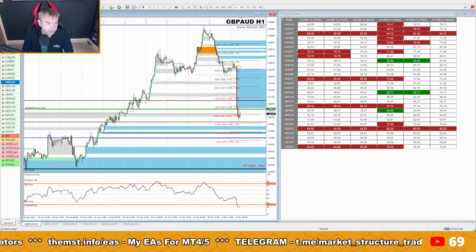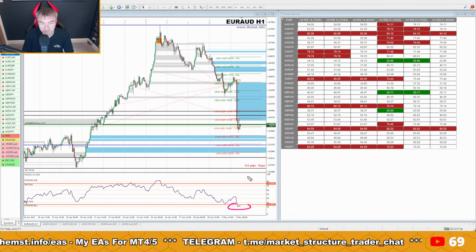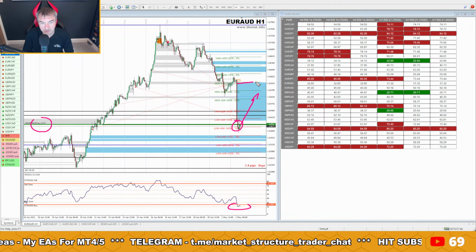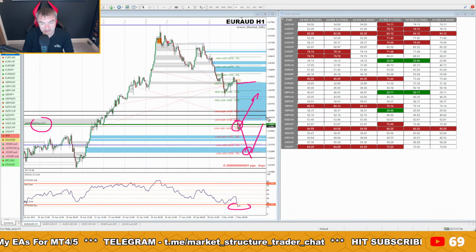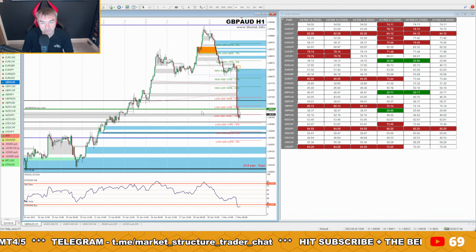And euro Aussie, same thing as the pound Aussie. So nicely extended, long on it. H1, M5, mean reversion, back up into there. Second entry down there if necessary. Same as the pound, basically. So both of these are the same trade, the pound Aussie and the euro Aussie.